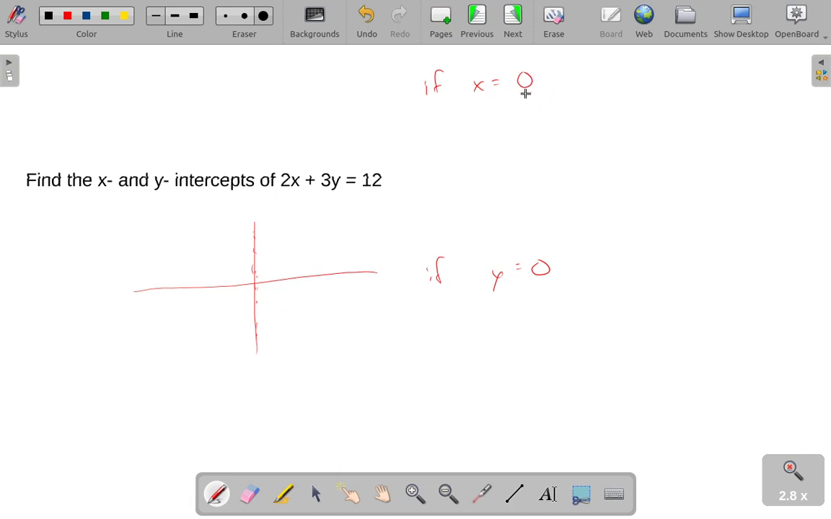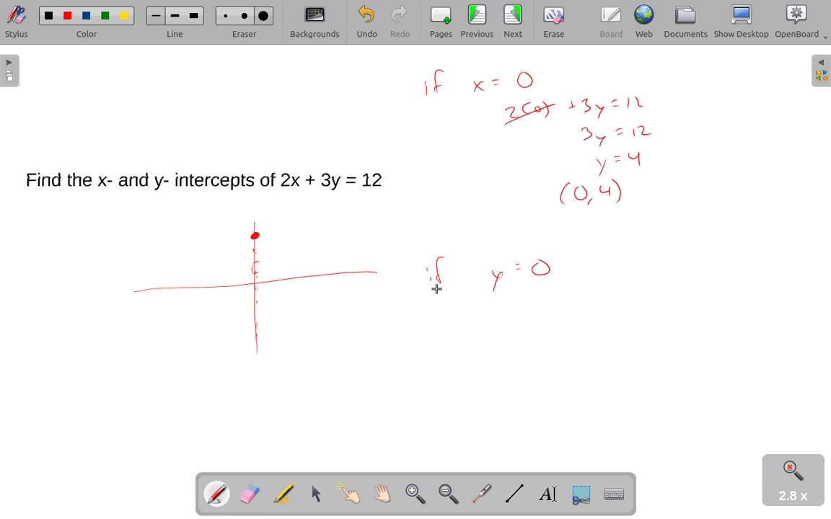So if my x-coordinate is 0, then in this equation, 2 times 0 plus 3y equals 12. That part just goes away. I get 3y equals 12. Usually when I'm reading these, I actually just cover this up with my finger. I just read 3y equals 12, and I can solve that by dividing both sides by 3. I get y equals 4. So what I said here is that if x equals 0, y equals 4, which means the point (0, 4) is my y-intercept. 1, 2, 3, 4, up here.